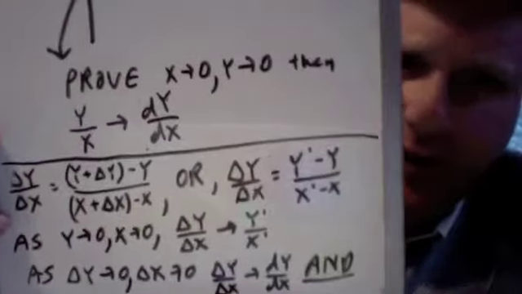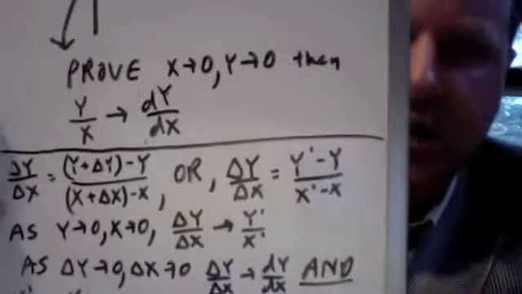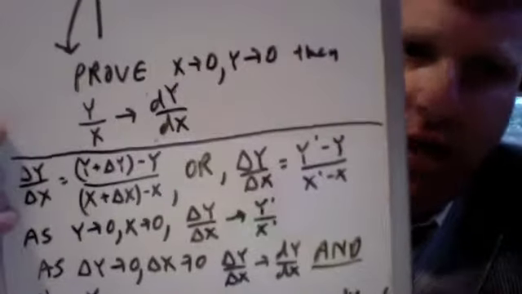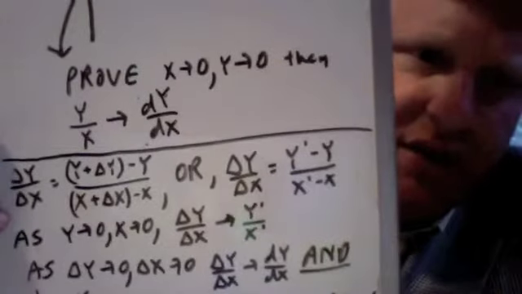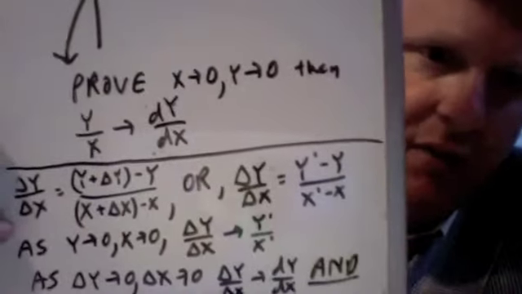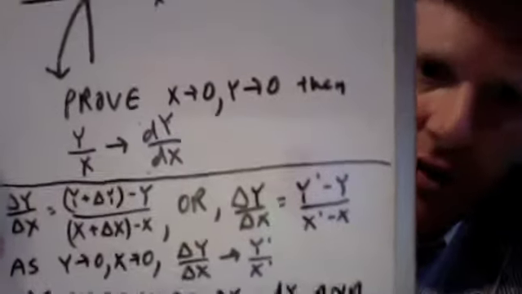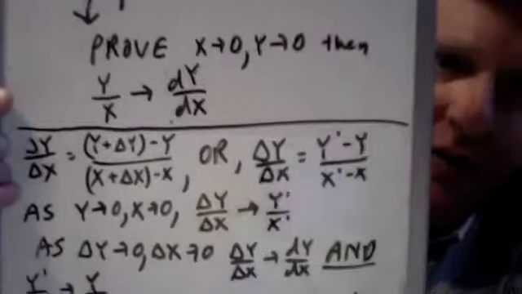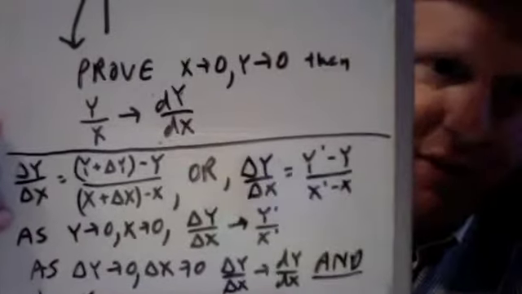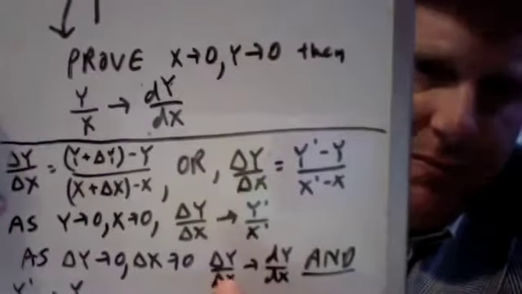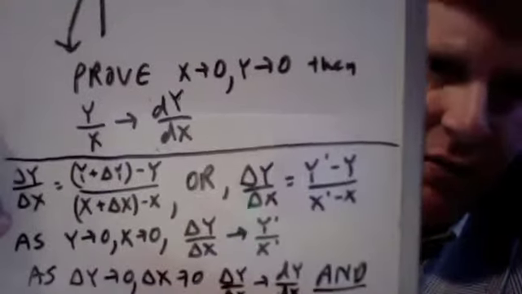So we're considering the case of the origin now. As delta y approaches 0 and as delta x approaches 0, delta y over delta x approaches dy over dx. Now that you know, okay? But note also that y prime over x prime approaches y over x. You know this, but why is this true?